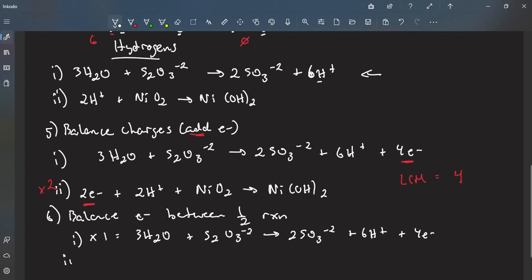Okay, our second half reaction, this is where we're going to multiply by 2, so that the number of electrons lost, 4, and are equal to the number of electrons gained. So multiplying each of these coefficients, so 2, 2, just a 1 over there and a 1 over here by 2 will give us this.